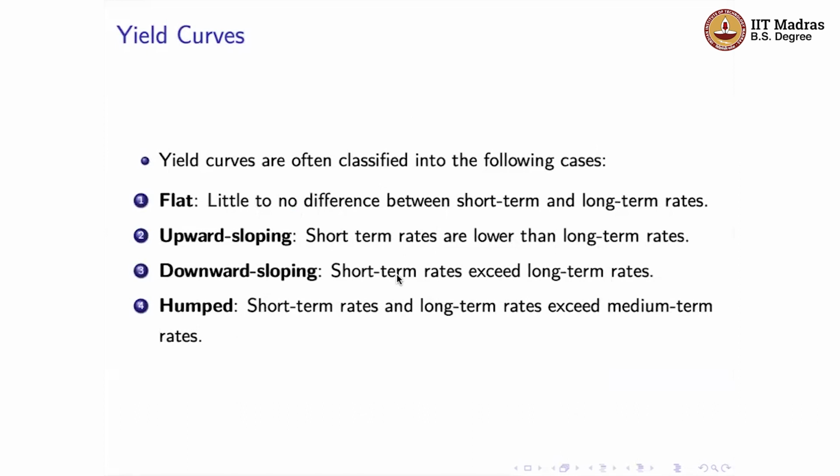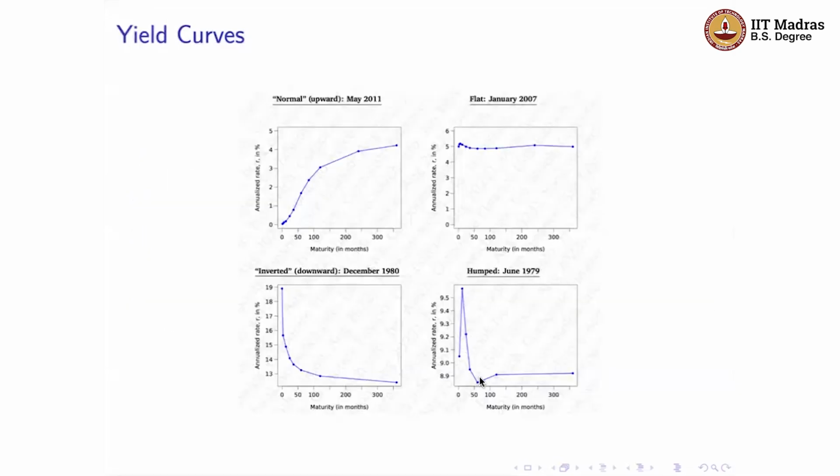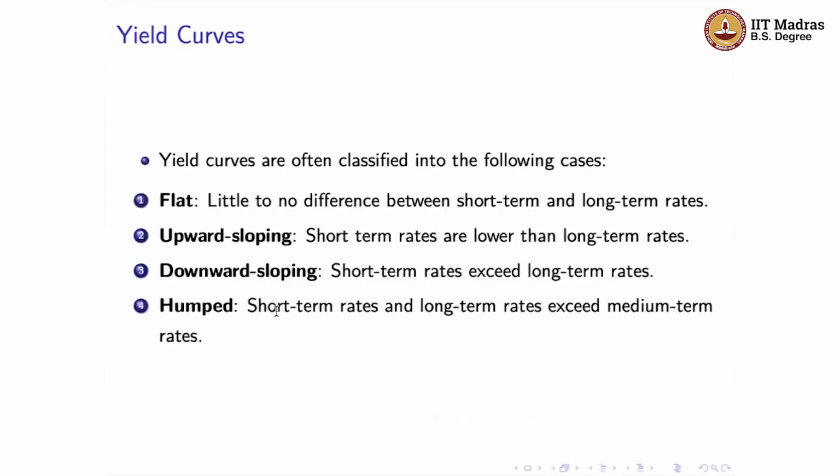And sometimes you might have this humped case where the short-term rates and the long-term rates were actually more than the medium-term rates. So this is where you can see, right? This medium-term rate around 4 years' time was actually lower compared to the short-term and the more long-term rates, right? So in terms of how frequently you see these things, for the US Treasury bond scenario at least, typically the normal case is what you would likely see most often. The flat sometimes comes, and the inverted and the humped, these two cases are much less common.